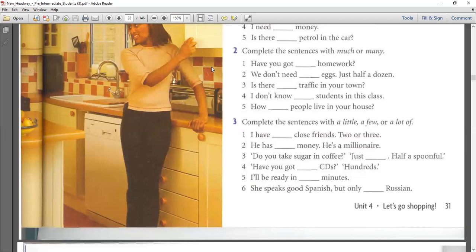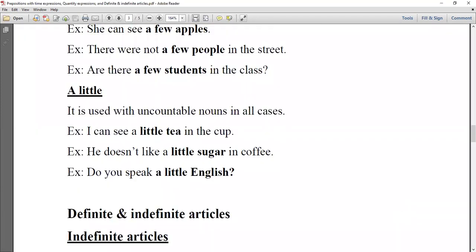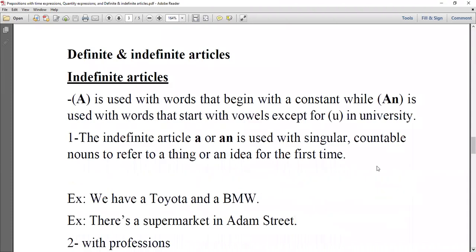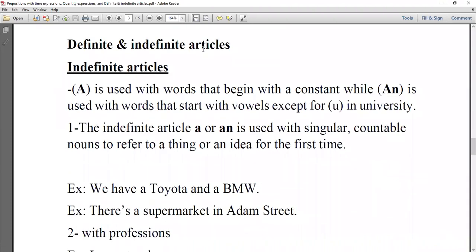Now let's go back to definite and indefinite articles, and we also will do some exercises related to this topic. Actually, students, we have definite and indefinite articles. Indefinite articles are أدوات التنكير. Okay, we have a and an.